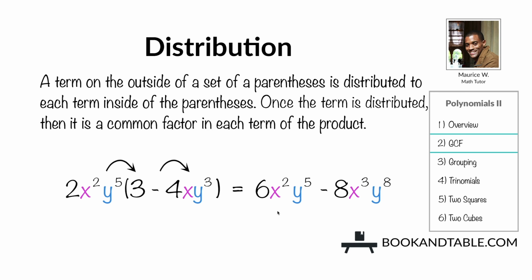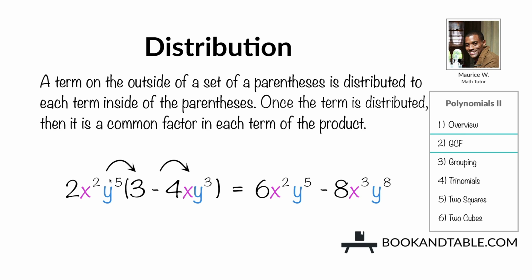Let's now review how you would go about removing the greatest common factor from terms that have multiple variables. Again, this is similar to when you were removing the greatest common factor with a single variable. Distribution is when a term on the outside of a set of parentheses is distributed to each term inside of the parentheses. So if you had 2x squared y to the fifth times 3 minus 4x y to the third, this term on the outside would be multiplied times each term on the inside, giving us 2 times 3, which is 6. X squared y to the fifth remain the same since this term doesn't have any x's or y's.